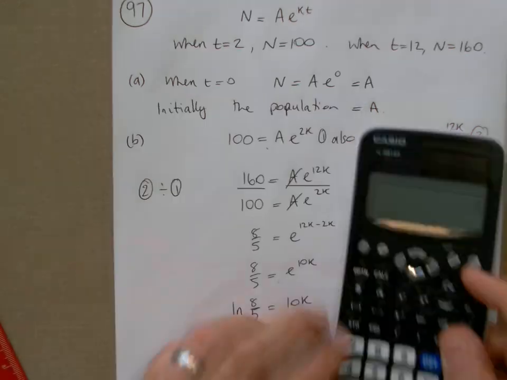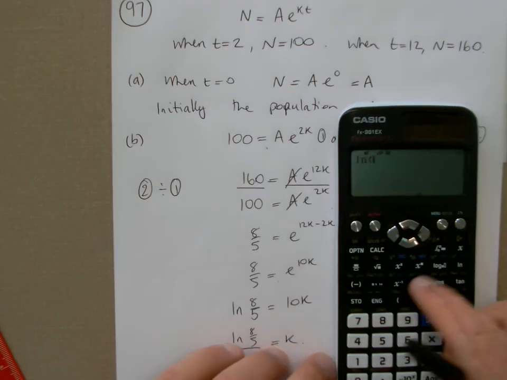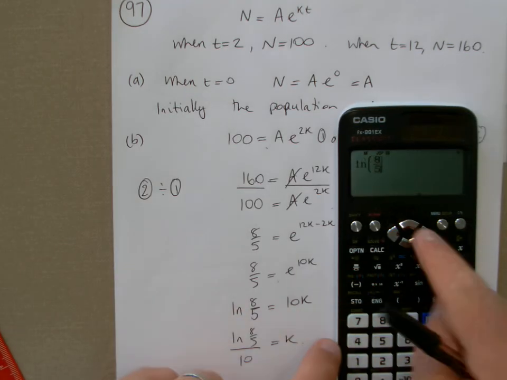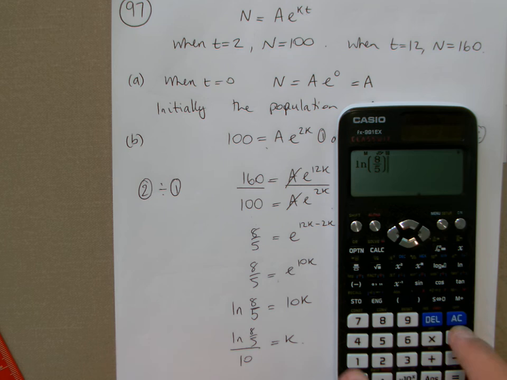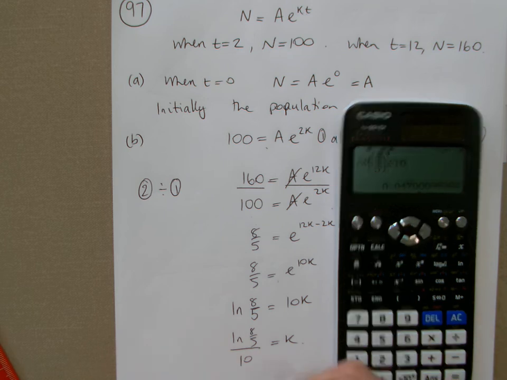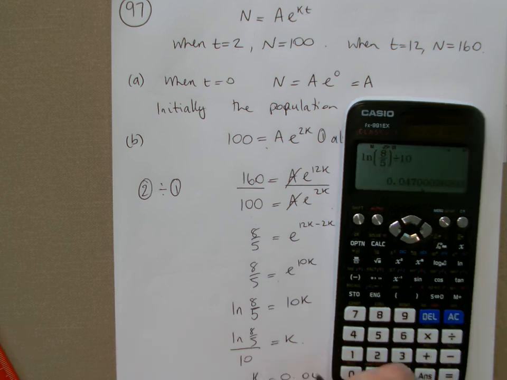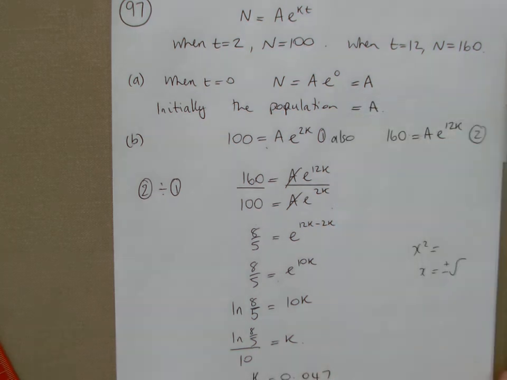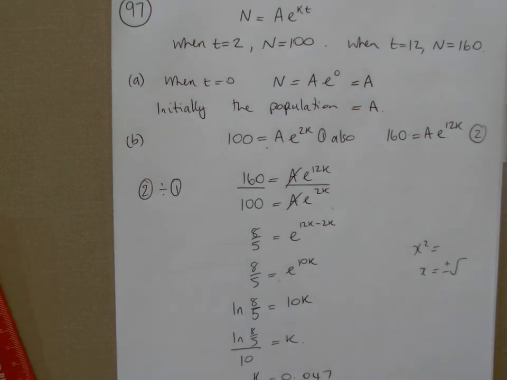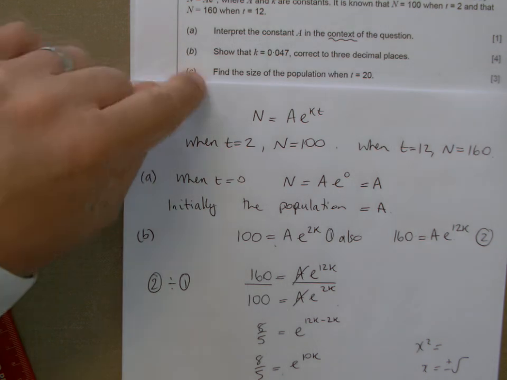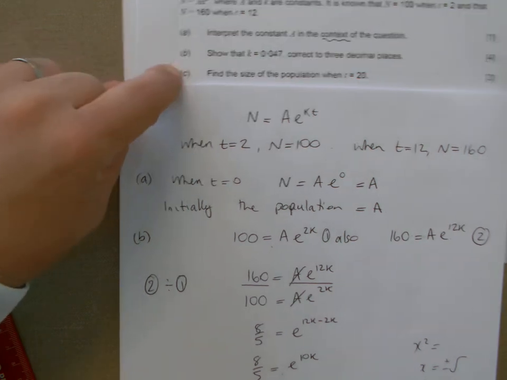So I'll get my calculator. ln 8 over 5, and then divide that by 10, and it comes out to be 0.047, exactly as required, to 3 decimal places. Now, what you need to do then is work out a as well. It doesn't ask you in the question to work out a, but you're going to need it in order to help you with c.